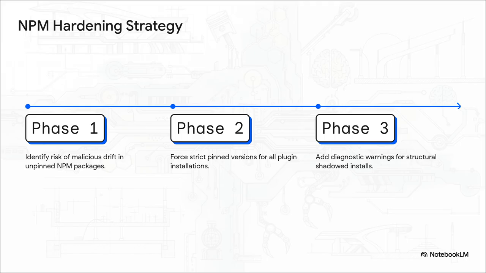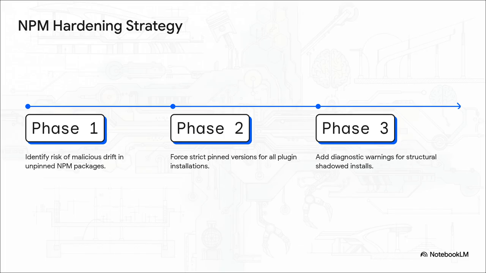If you allow a dependency to update dynamically without explicit verification, a supply chain attack could easily inject rogue code into an otherwise trusted package. To absolutely prevent this, OpenClaw now forces strict pinned versioning for all plugin installs, guaranteeing cryptographic certainty for every dependency.